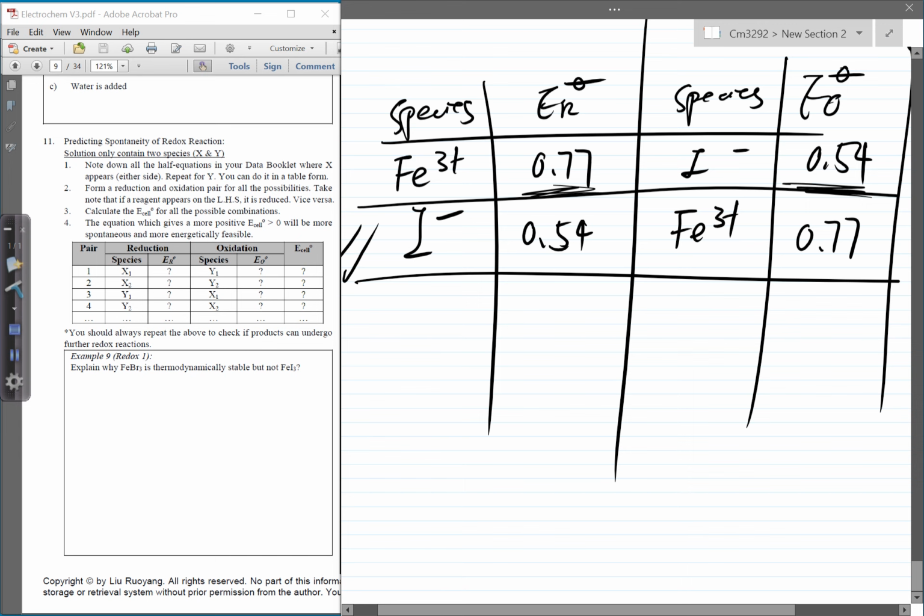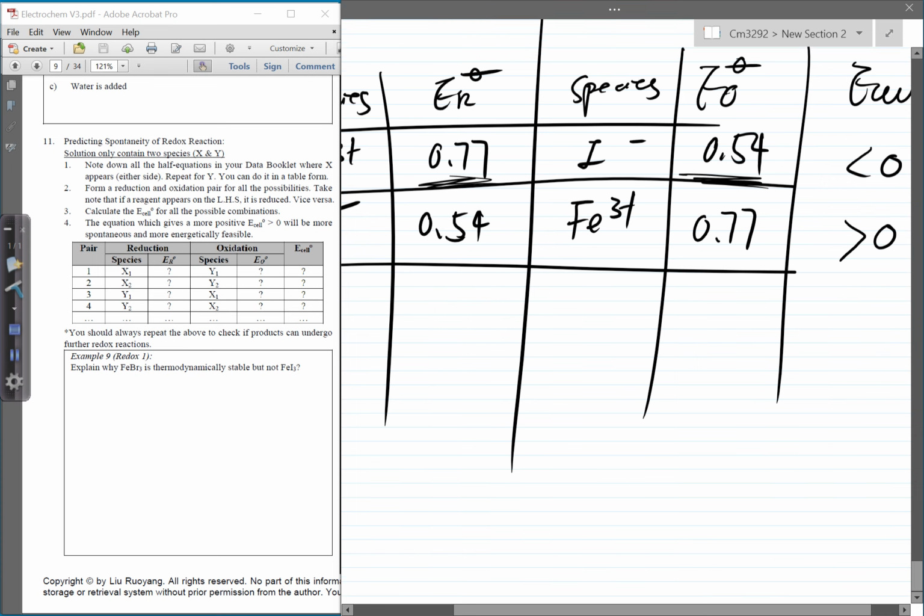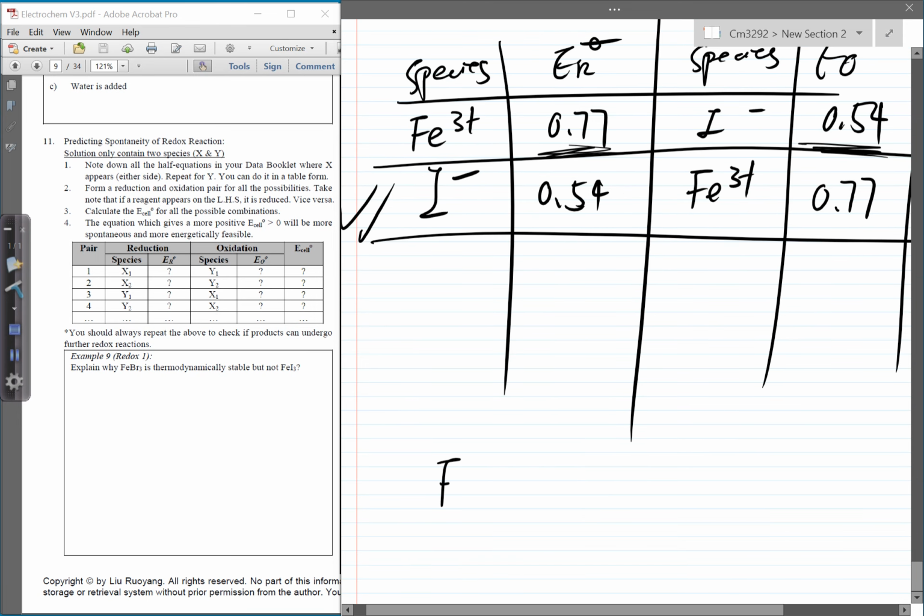You get what I'm doing, right? It's either this species getting reduced or this species. This is for the simplest case really, whereby you have two. When you have many species, same thing, list down everything and calculate all the possibilities, right? But for this case, you realize that for the first scenario, it's actually positive, right? Which means that Fe3 plus should react with your I minus, right?